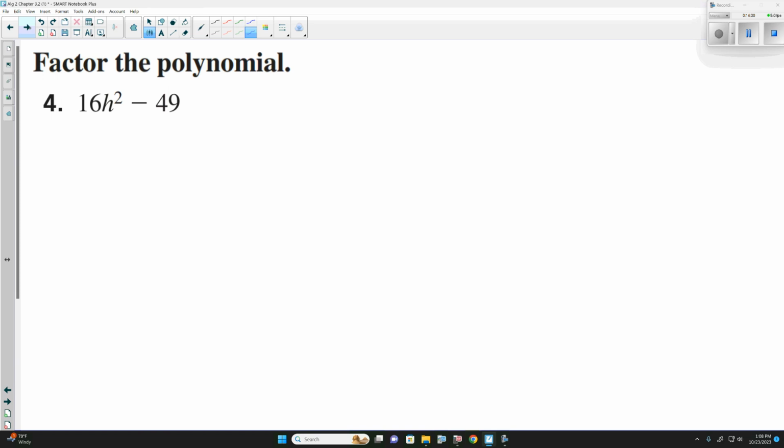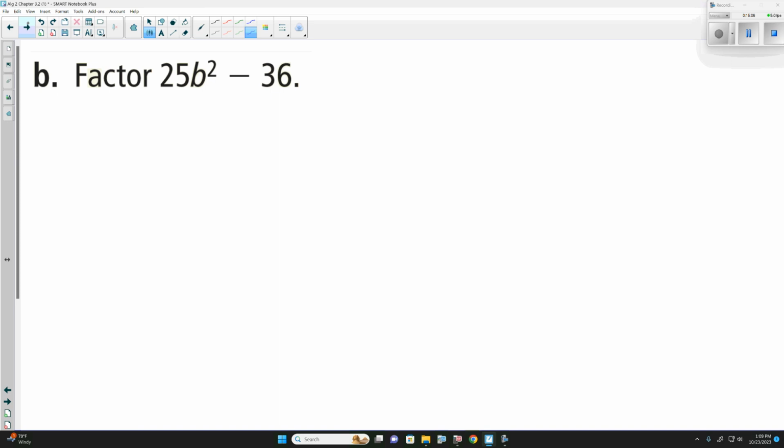16h squared minus 49 would be? 4h. So 4h, our sign would be? What would the sign be? Doesn't matter. Pick one. Plus, times 4h minus 7. Questions on this here? I think we have one more. So what would this one be?